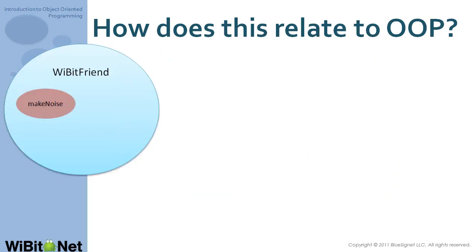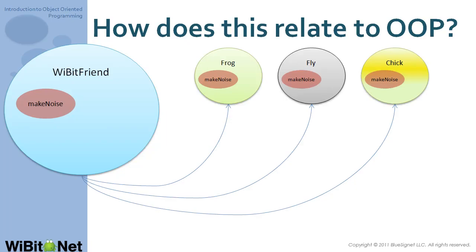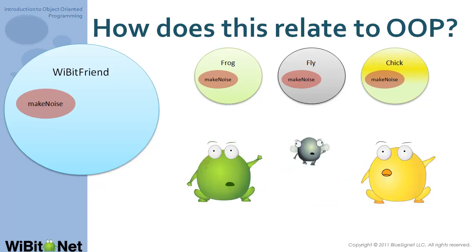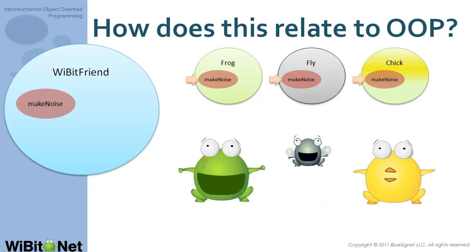So now let's take a look at another example. Let's say we have a WibitFriend object. And that WibitFriend object has a method to make noise. So we then inherit the WibitFriend object and create a new type of object, a frog, a fly, and a chick. And they were all inherited from WibitFriend. Now each of those are going to have their own make noise function. But the make noise function is going to produce a different result for each of those object types. For example, the frog, the fly, and the chick will make noise like wibbit, bzz, and cluck.